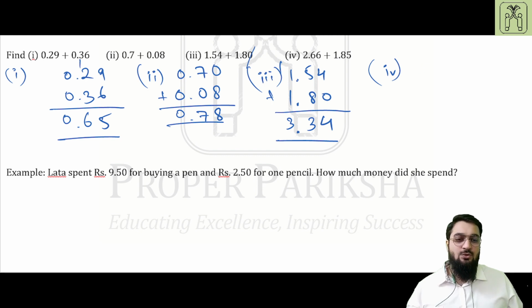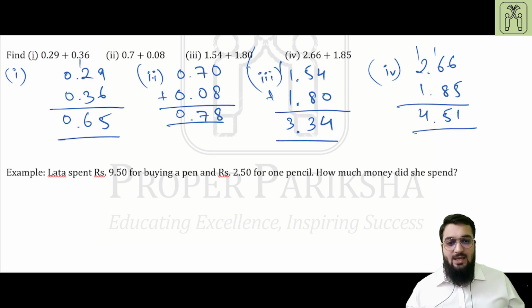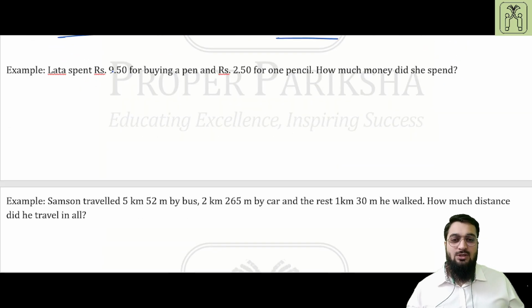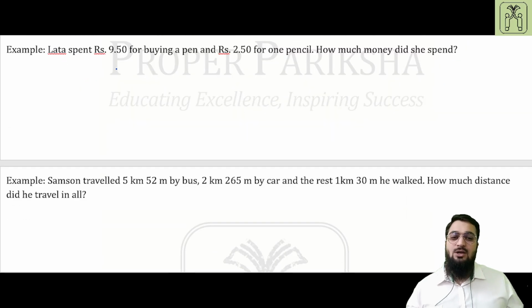So fourth is 2.66, then 1.85, and the answer will be: 5 plus 6 is 11, 1 carried over here, 6 plus 8 is 14, plus 1 is 15, 1 carried over here, 2 plus 1 is 3 plus 1 is 4, so it will be 4.51. So I hope you understand how we add decimals. I will give you certain more examples so that you can understand it much better.